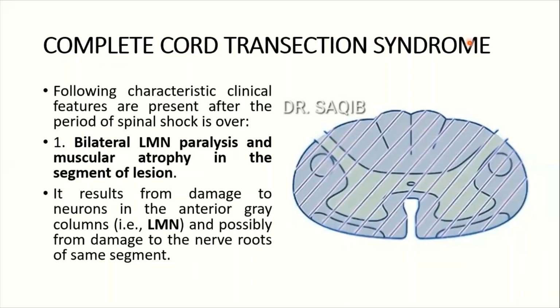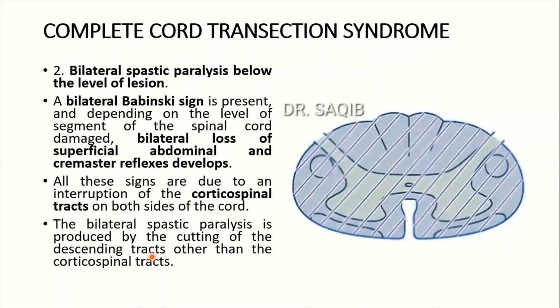Complete cord transection syndrome continues. So the following characteristic clinical features are present after the period of spinal shock is over. These are the 4 characteristic features. Number 1, bilateral lower motor neuron paralysis and muscular atrophy in the segment of the lesion. It results from damage to the neurons in the anterior gray columns, that is the lower motor neurons. These are the lower motor neuron areas. Follow the laser. And possibly from damage to the nerve roots of the same segment.